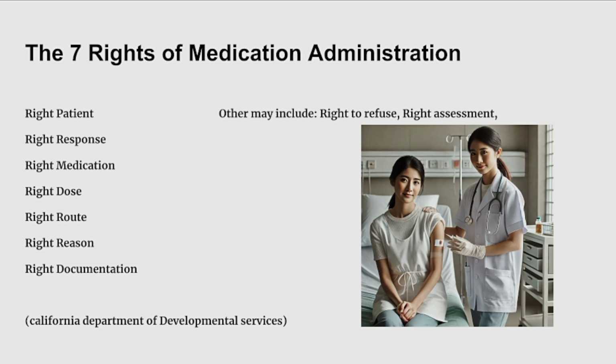So other rights of medication administration can include right to refuse. If the patient doesn't want to take that medicine, you can't really force them to take it because they have autonomy. They have the right to choose if they want to take it. And right assessment. For certain meds, before you can give the med, you need to make sure that they meet the criteria to get that med. For example, you won't give a med to a patient if their blood pressure is too high or too low.